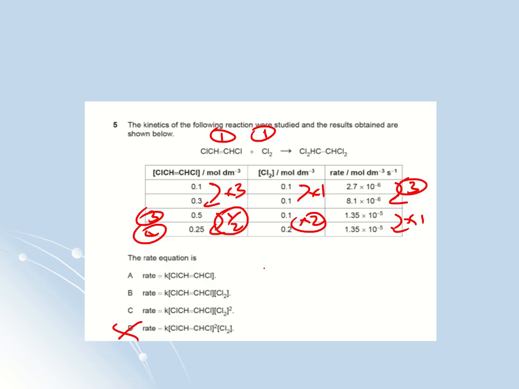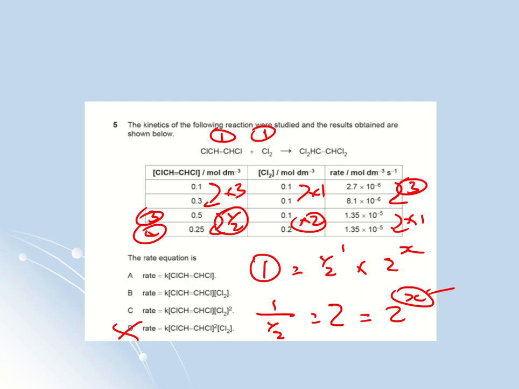So, rate has gone up by a factor of 1 equals the dichloroethane has gone up by a factor of a half to the 1, which is halved, in other words, and our chlorine has doubled to the x. X is what we're trying to find out, the order. So 1 over a half is, of course, 2 equals 2 to the x. X must be 1, first order. The answer is B.